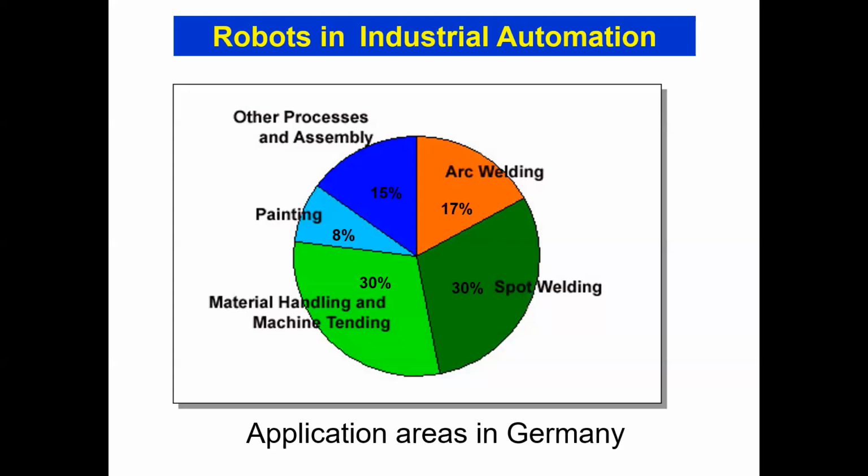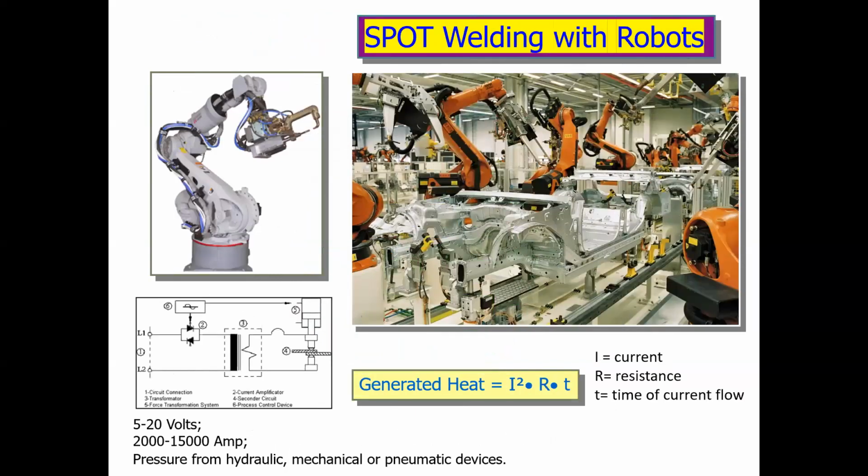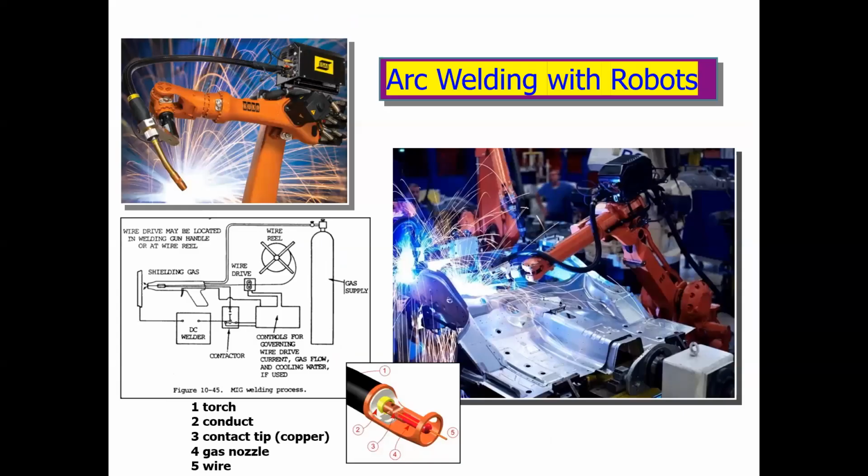We look now at welding. This is now spot welding. We see the shop floor, and we see that spot welding is a huge area, nearly 1/3 of it. Yeah, so we have the torch, the conduit, the gas nozzle, and the wire. Yeah, the arc welding, and kind of robot handling.